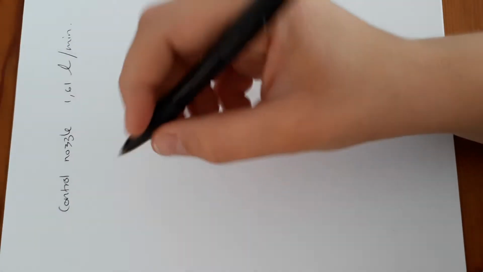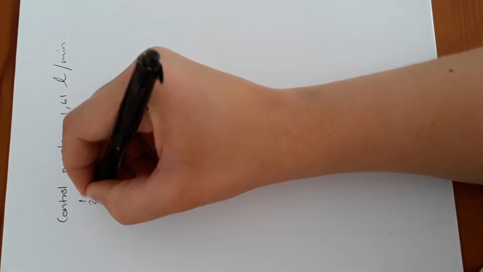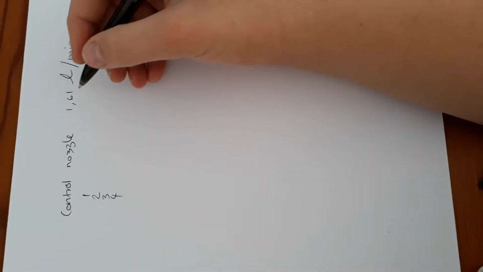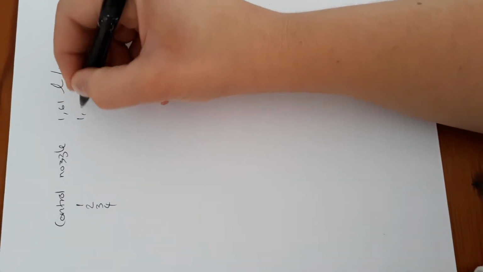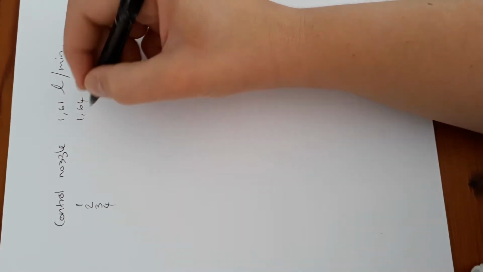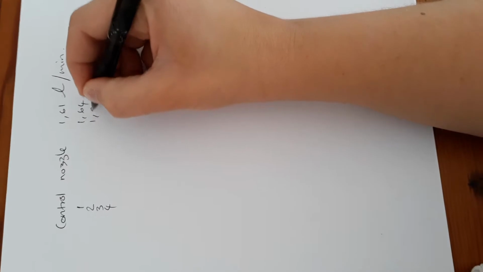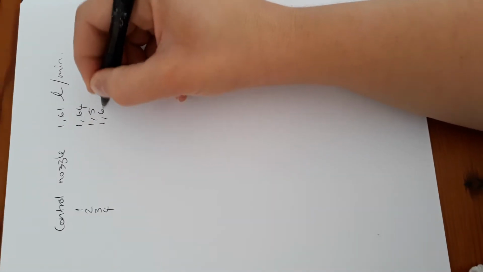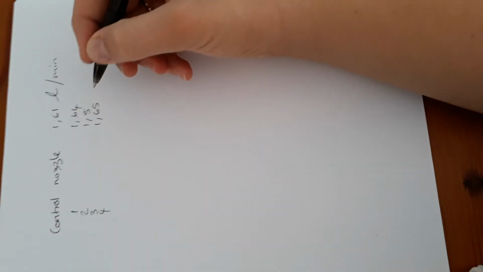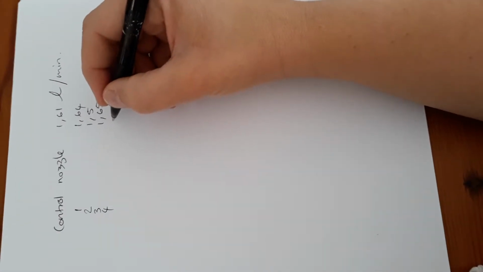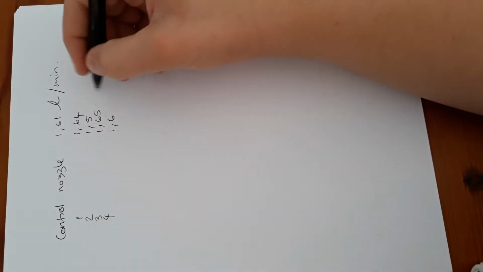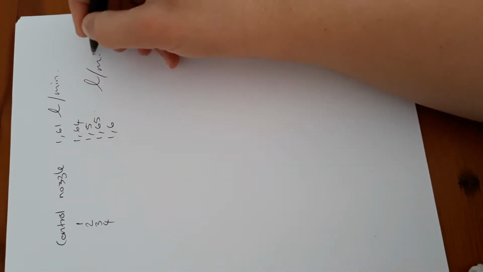Alright, then we've got 4 test nozzles, 1, 2, 3, and 4. Test nozzle 1 on the test did 1,64. Test nozzle 2 did 1,5. Test nozzle 3 did 1,65. And test nozzle 4 did 1,6. Alright, these are all liters per minute.